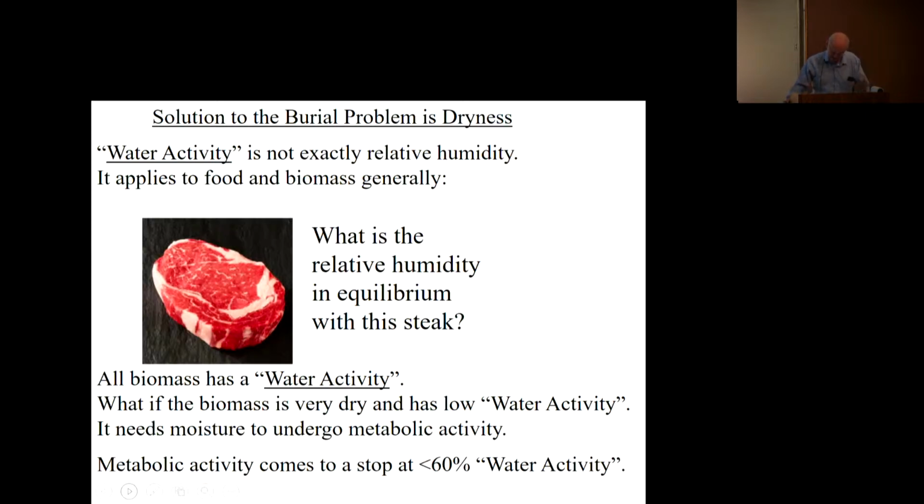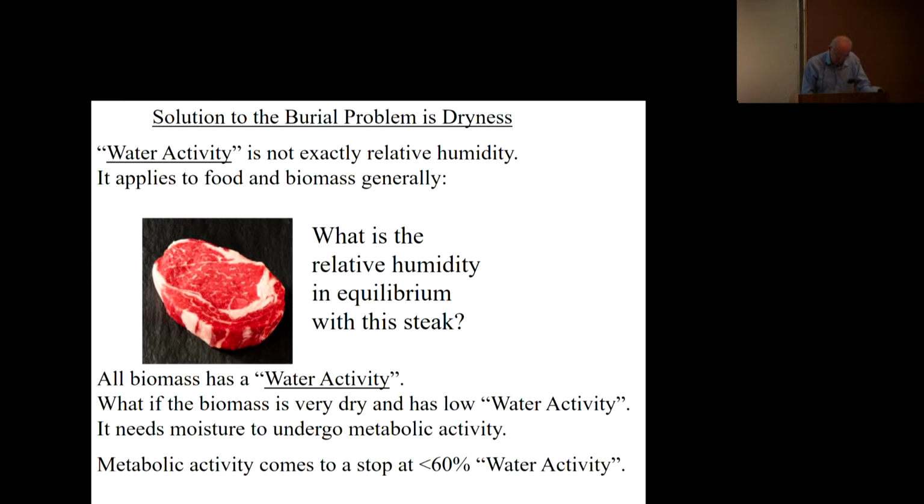Now we get a little scientific. I mentioned that the solution to the problem of decomposition is dryness. So now we have to define what dryness is. I think everybody here knows what relative humidity is. I have here a picture of a steak. And if I ask you, what's the humidity of the steak? Well, air has a relative humidity. Steaks do not have relative humidity. So how do you know the steak is dry?